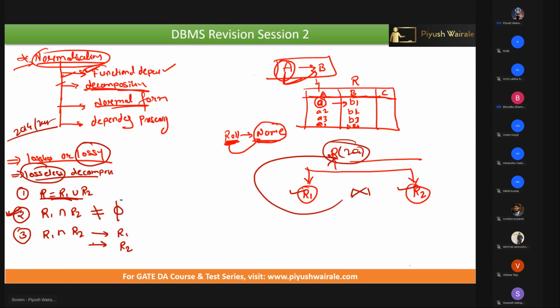There must be a common attribute between them. Yeah, there must be some common attribute, right? So not empty set means what? There must be some common attribute so that we can perform the joining operation. If there is no common attribute, we cannot perform the join operation.